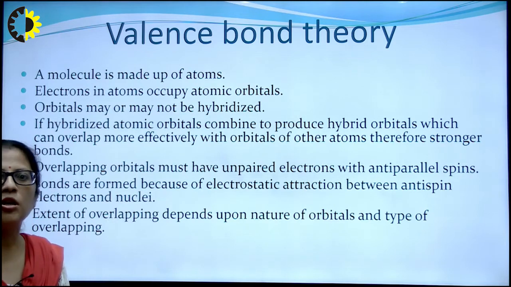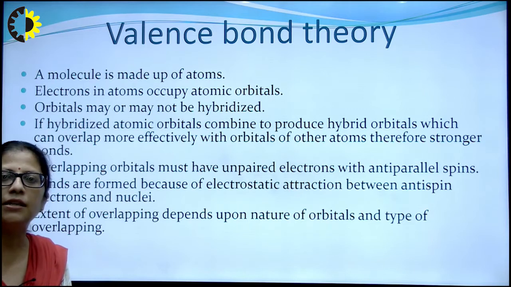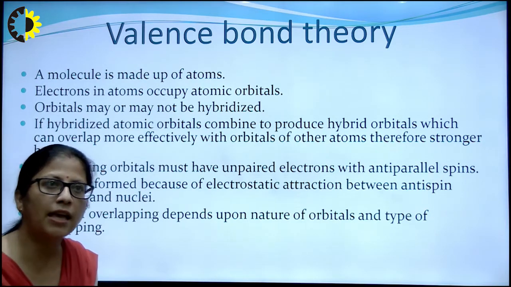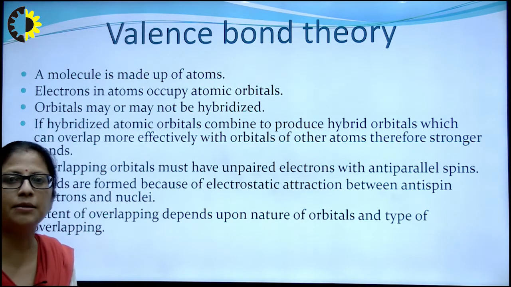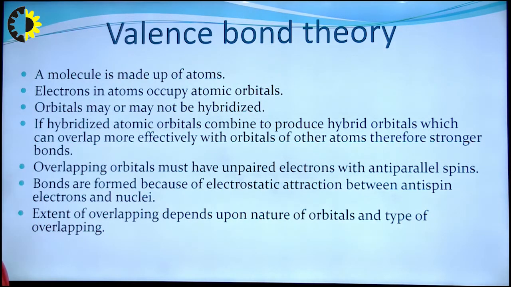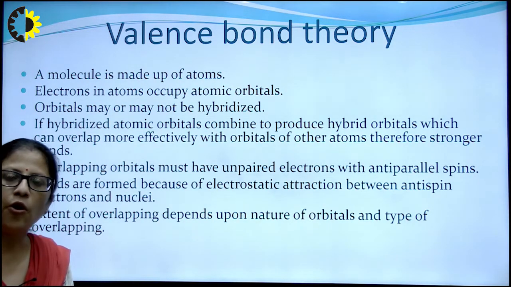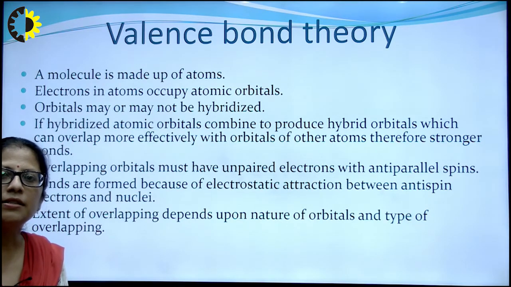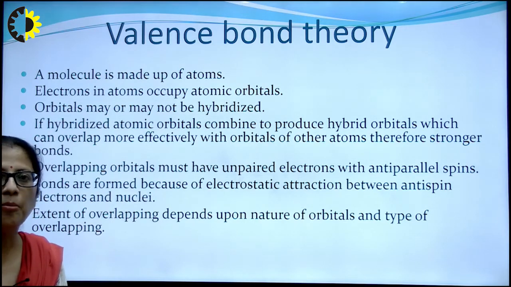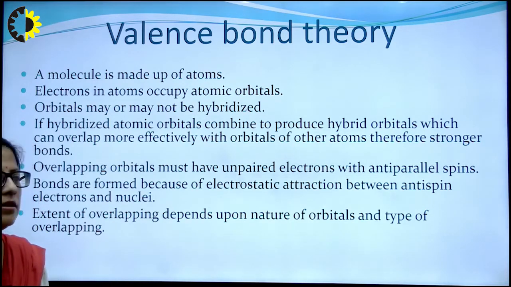Bonds are formed because of the electrostatic attraction between anti-spin electrons and nuclei, because the electrons have the negative charge and the nuclei have the positive charge. The extent of overlapping depends upon the nature of the orbitals and the type of overlapping. Nature of the orbitals, whether it is the s orbital or the p orbital, and type of overlapping, whether a sigma bond is going to be formed or a pi bond is going to be formed. That is, the head-on overlapping or the lateral overlapping will take place.